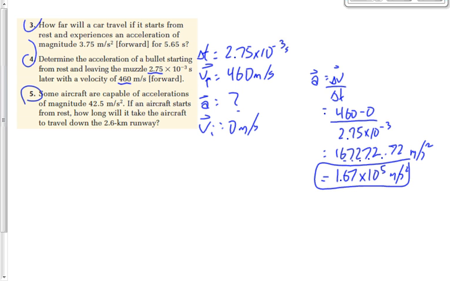And 5, some aircraft are capable of accelerations of magnitude 42.5 meters per second squared, which is about 4 Gs, right?